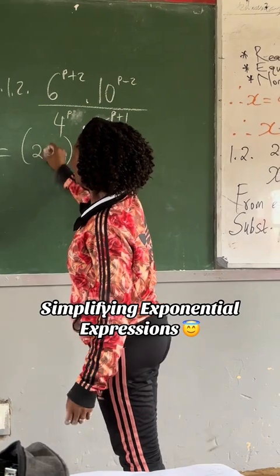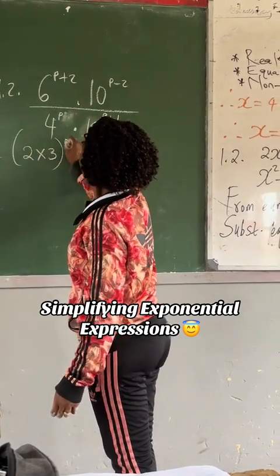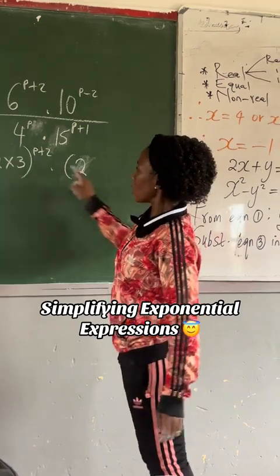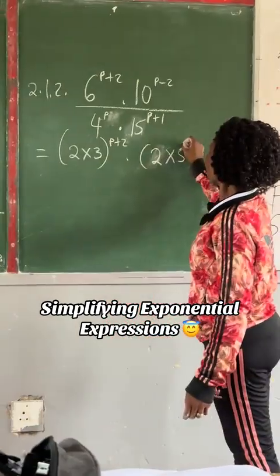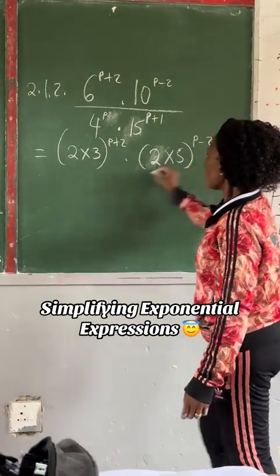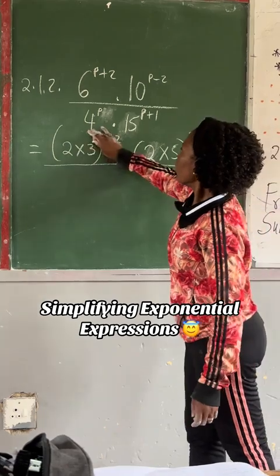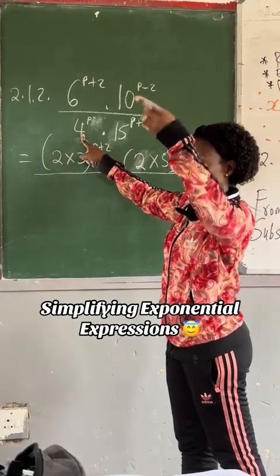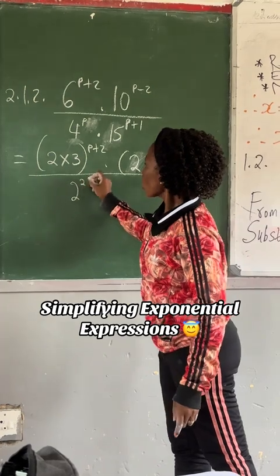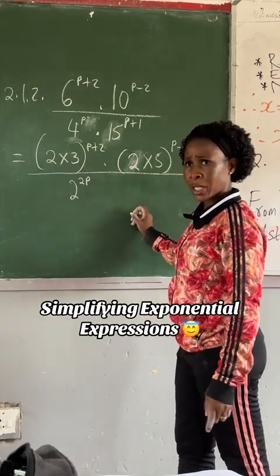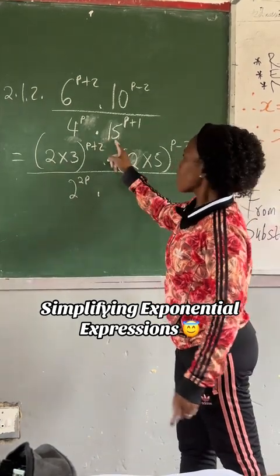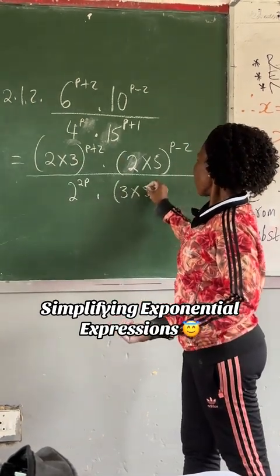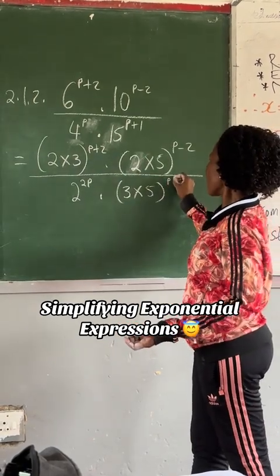6 can be written as 2 times 3 to the exponent P plus 2. 10 can be written as 2 times 5. Again, I want 2 to be in the picture. 2 times 5 to the exponent P minus 2, all over this one, 2 times 2, or we can write it as 2 squared. So 2 squared times P, only 2P. Am I correct? Yes. And then times this one, 3. Again, 3 is there, so we're going to write 3 times 5, it's 15 to the exponent P plus 1.